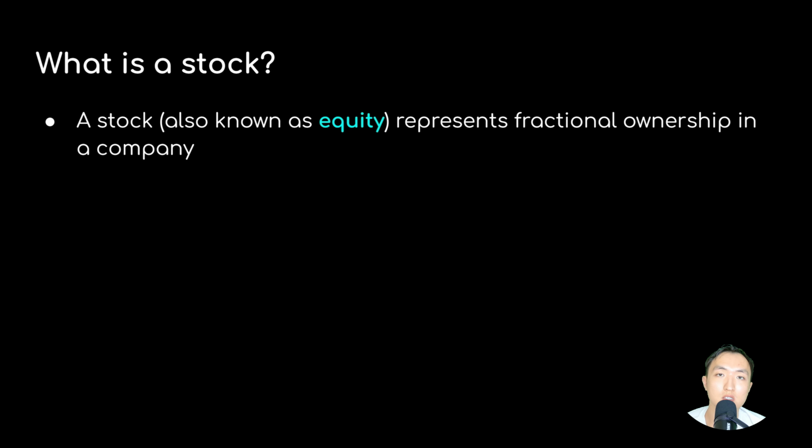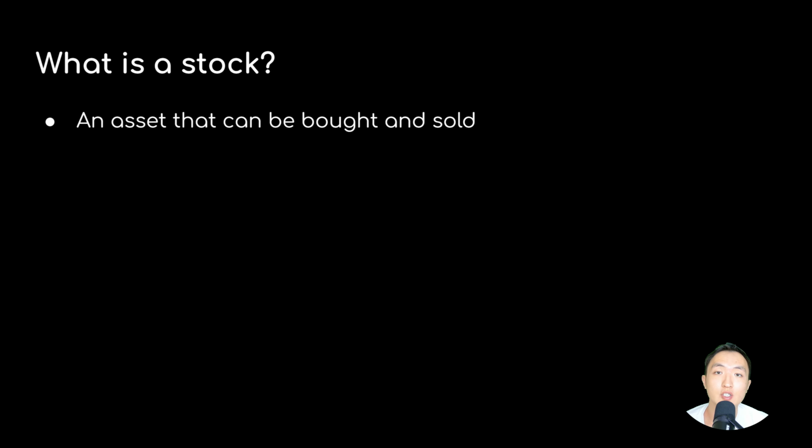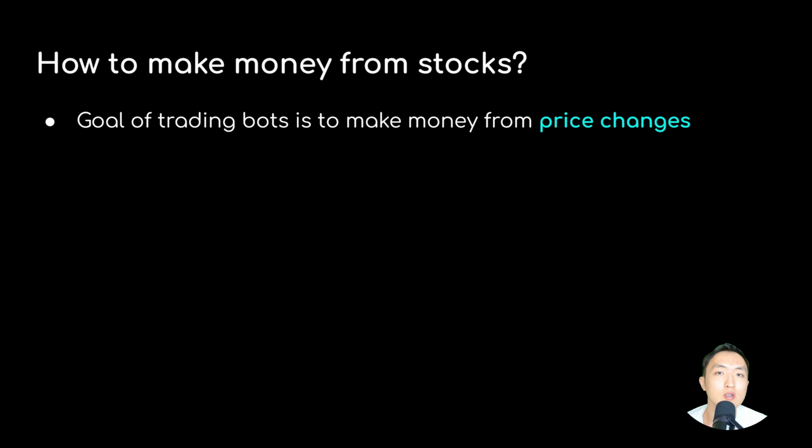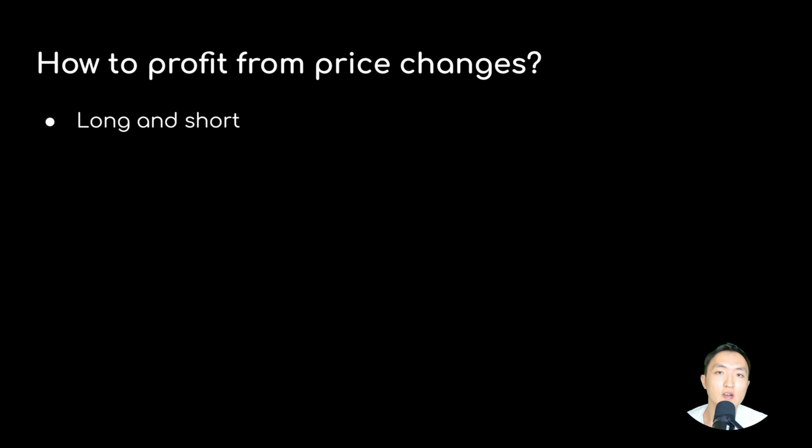Let's start with what a stock is. A stock, also known as equity, represents fractional ownership in a company. Essentially, it's an asset that can be bought and sold. There are generally two ways to make money from stocks: dividends and price changes. The goal of trading bots is to make money from price changes. There are two ways to profit from price changes: long and short.